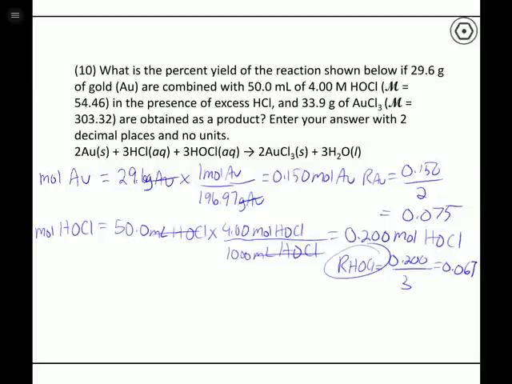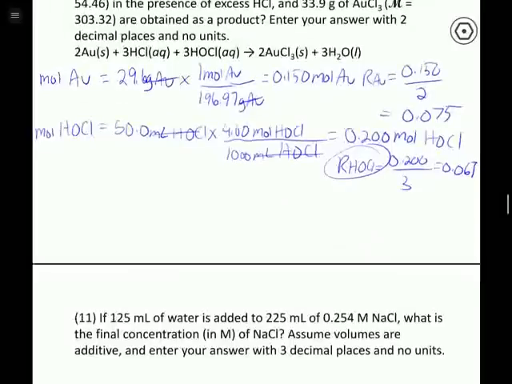Now, in reality, this is a stupid way to carry out this reaction because your most expensive reagent is in excess, which is really stupid. But that's what the problem is telling us. So we have more gold than HOCl in terms of stoichiometric ratio. So we have to use the amount of HOCl to determine how much product can form.